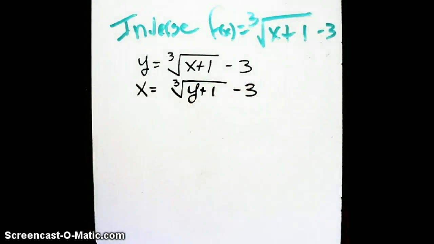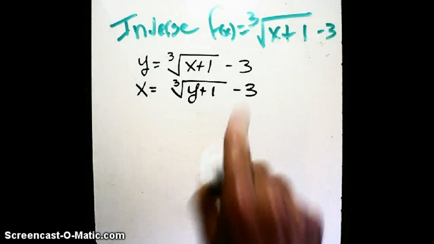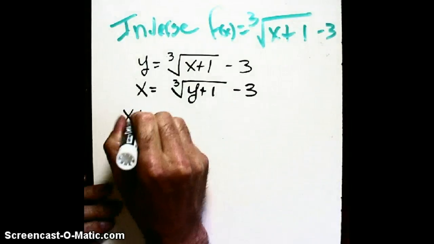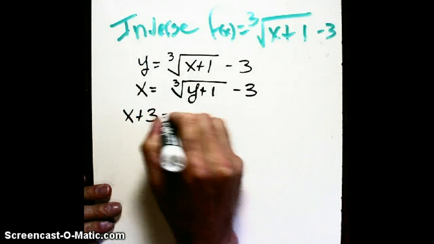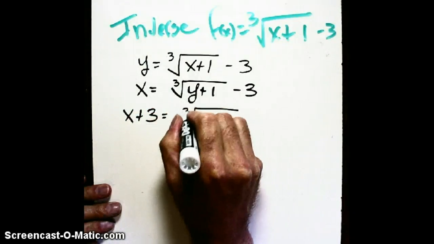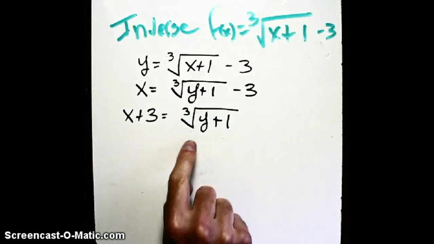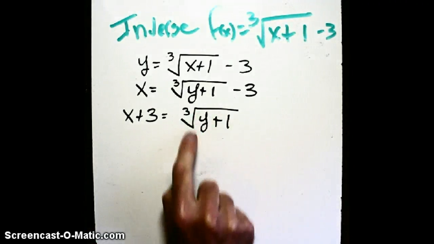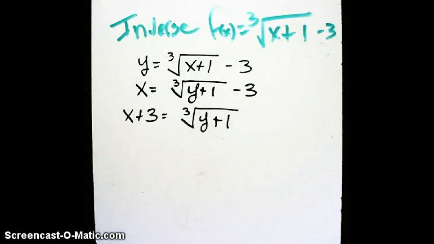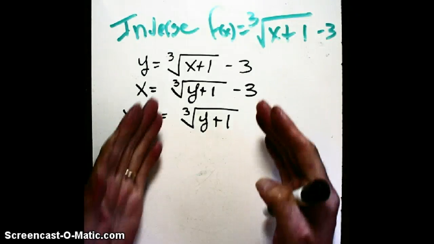I mean, isn't that what we did with the relation? Isn't that what we did with the graph? Now, you want to solve for y. So let's move the 3. Okay. Remember, we want to get the y out of there, but this argument or radicand has to be released, okay? And it's stuck because it's a cubed root.